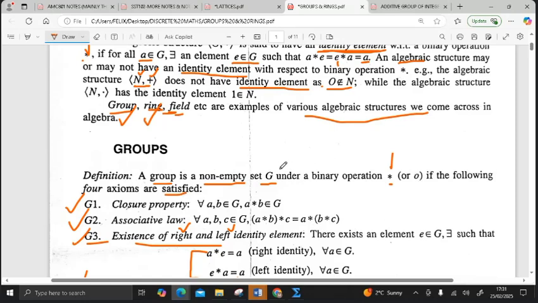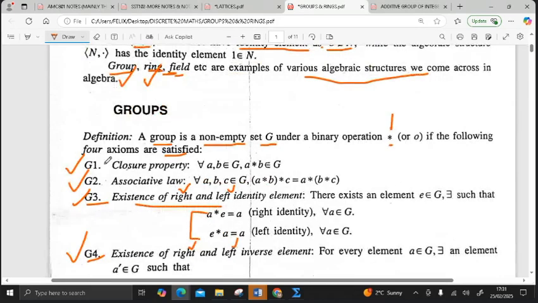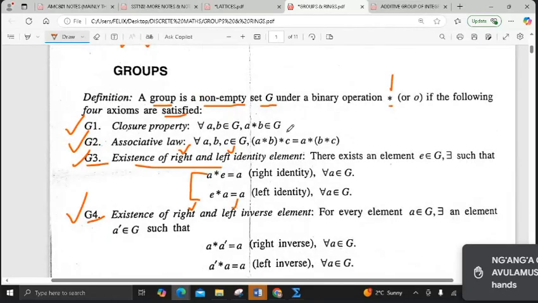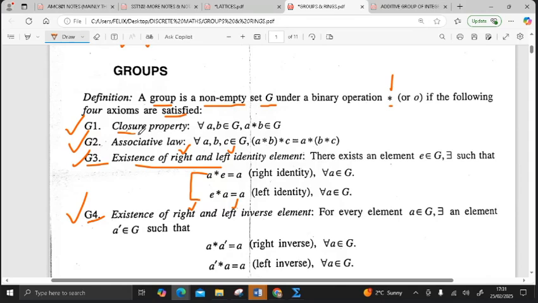G and a binary operation, you can see this. This one is general. It could be plus, it could be multiplication, and at times we use this. If the following 4 axioms are satisfied. So if you find a non-empty set equipped with a certain operation that does not satisfy these 4 properties, that is not a group. And when we talk about the first property, we have what we call the closure property.